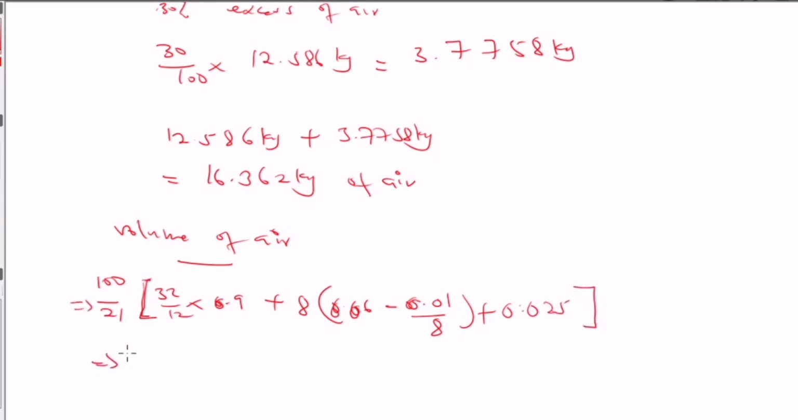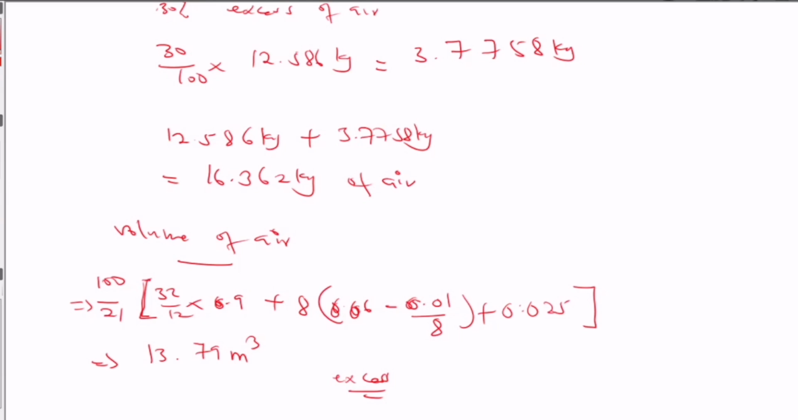So in that case, let's do that and see. That will be 100 over 21 bracket open, 32 over 12 times 0.9 plus 8 bracket open, 0.06 minus 0.01 all over 8 close bracket, then plus 0.025 close bracket, and the answer you're going to get by volume is 13.79 meter cube. And in that case, 30% excess of air is used, so we are also going to find the 30% excess air used.